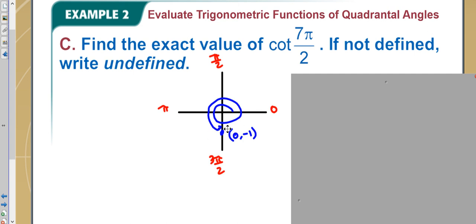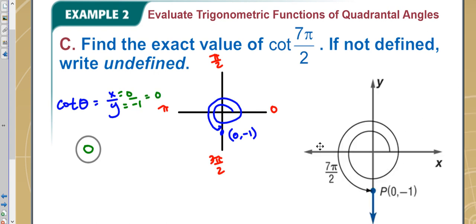So let's see, we want to find cotangent. Cotangent theta is, if you remember, tangent is y over x, so this would be x over y. So what is my x value? My x value is 0. My y value is -1. So 0 divided by -1 is 0. Here my answer is 0, because 0 divided by -1 is equal to 0. Here's this image, and you see that we did locate it in the right spot. It is 7 pi over 2, and so it would be x divided by y.